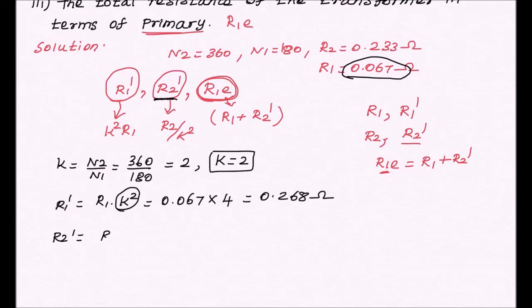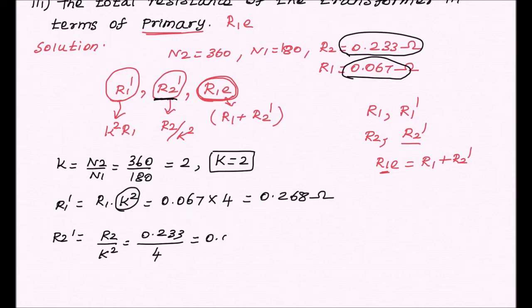Next we have to calculate R2 dash. R2 dash is nothing but R2 divided by K squared. R2 is given as 0.233 ohm. So 0.233 divided by K squared. K is 2, so K squared is 4, which is equal to 0.05825 ohm. Next we have to calculate the total equivalent resistance referred at the primary side.